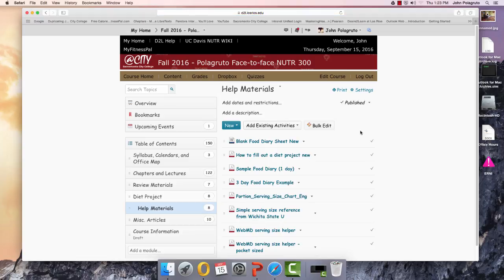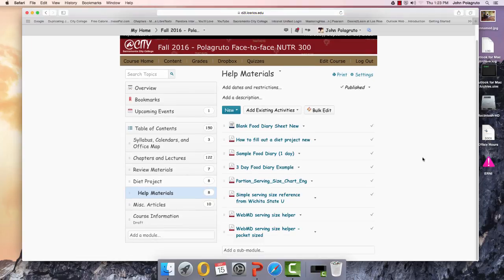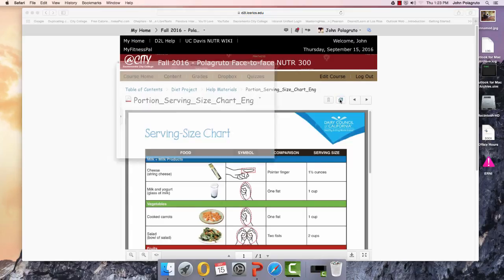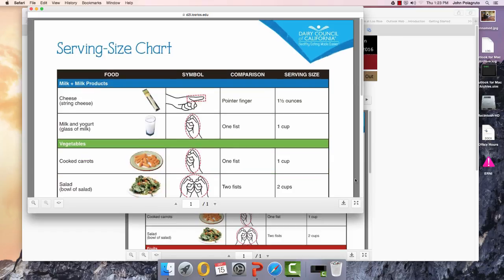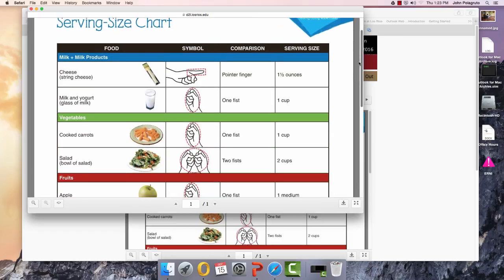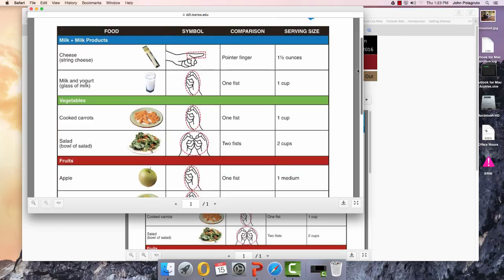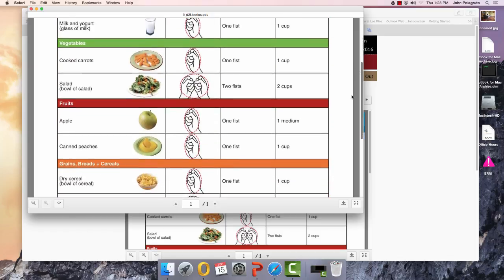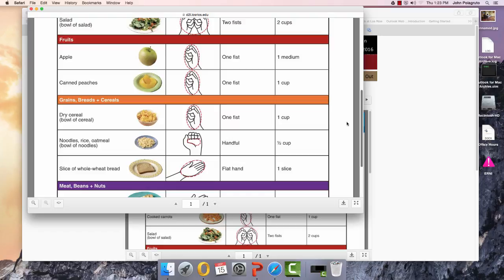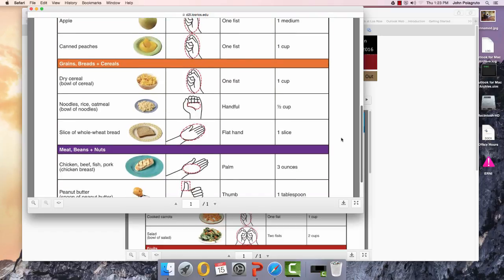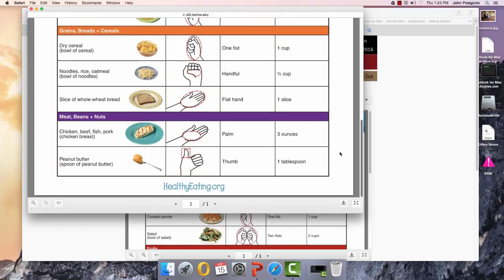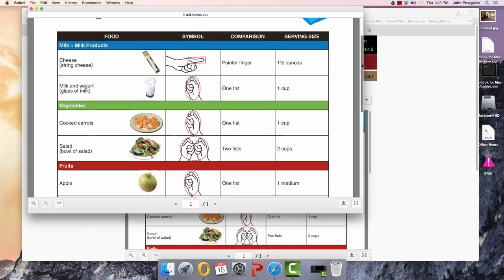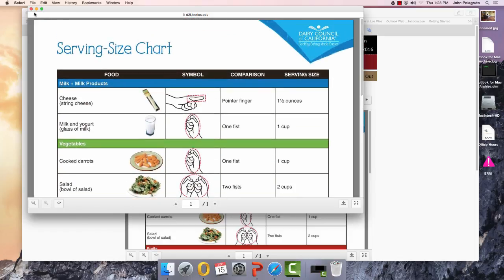Now, sometimes it's hard for folks to know how much they ate. So if you go into my D2L account, you'll see this right here. It's a serving size chart from the California Dairy Council. It gives you a good example of what 1.5 ounces is. 1 cup is about a fist. 2 fists is 2 cups. A half a cup is half a fist. A handful is a half a cup. A hand is usually a slice. A palm is 3 ounces. A thumb is a tablespoon. It has some nice examples that you can use if you're unsure of how much you ate.